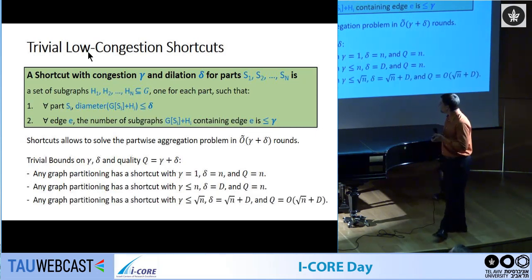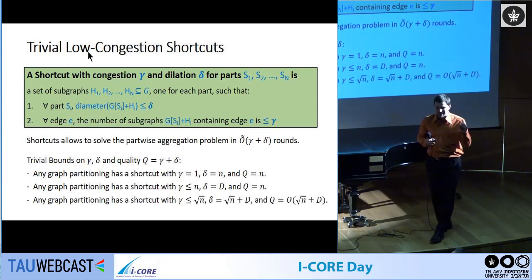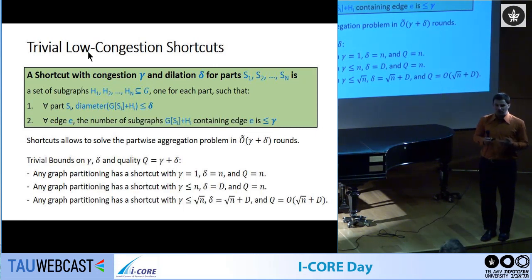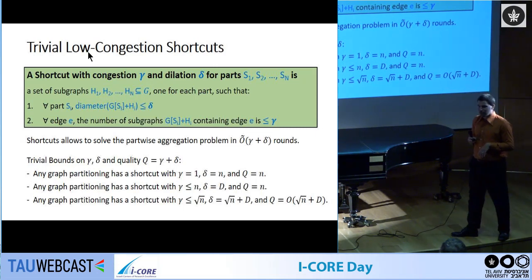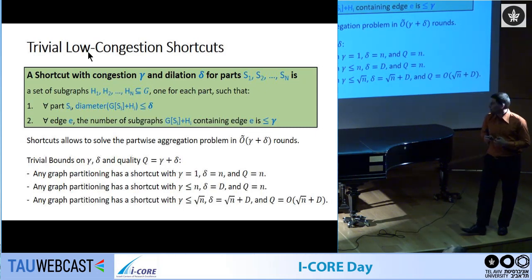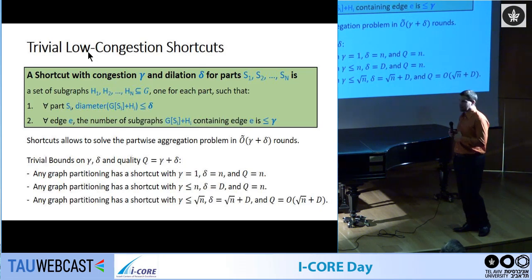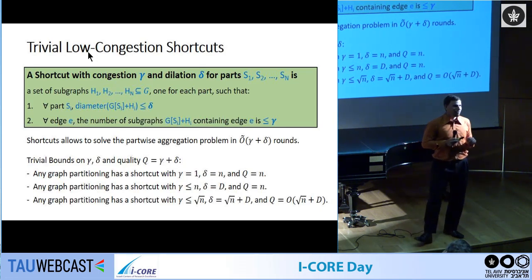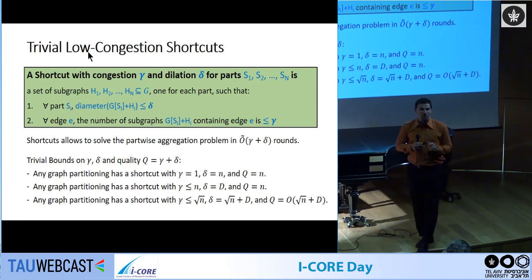So here I claim that we can also get something that's a little bit less trivial. I claim we can always, for any graph, get shortcuts with square root of N congestion and square root of N plus D dilation. So the quality is going to be square root of N plus D. So that's just a tiny little bit less trivial. Does anybody see how that's possible?